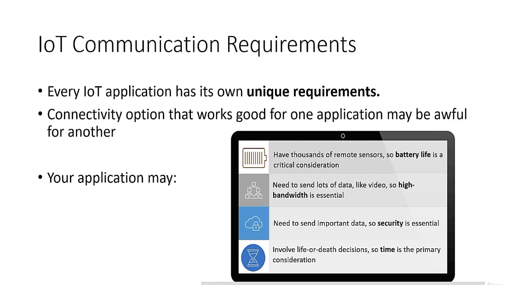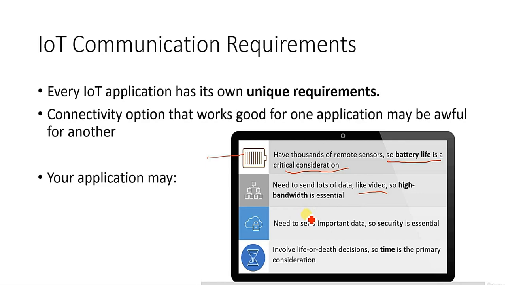For example, in the first requirement, we can have thousands of remote sensors sending data onto the internet, and therefore battery life is a critical consideration in many cases. In many cases, your battery is expected to run for several months or even several years. So here the prime requirement is battery life. Second, there can be a case where we have a lot of heavy data like videos or images. In that case, high bandwidth is essential.